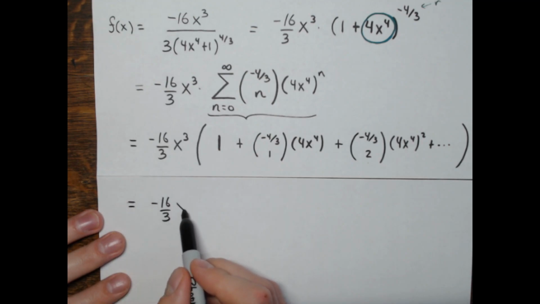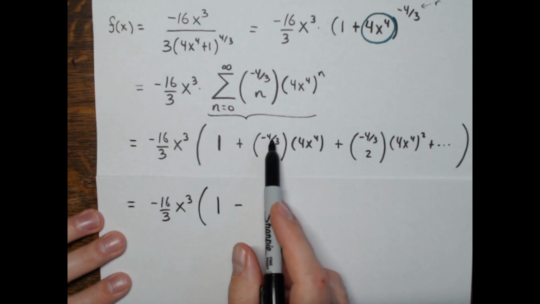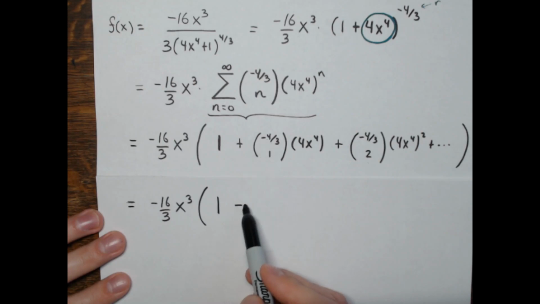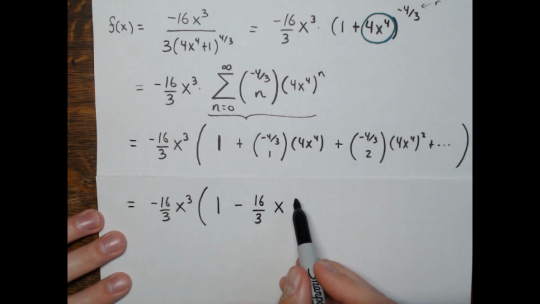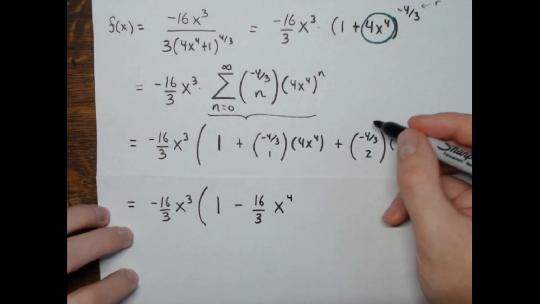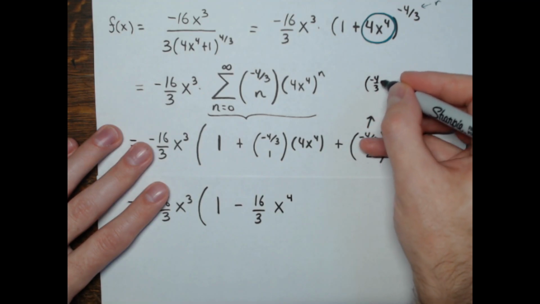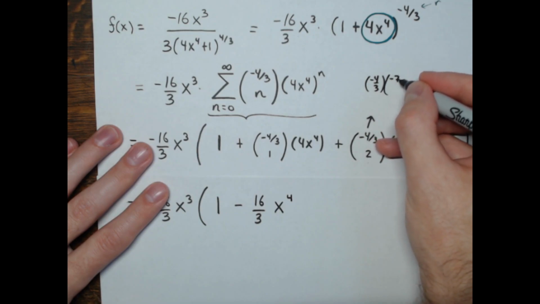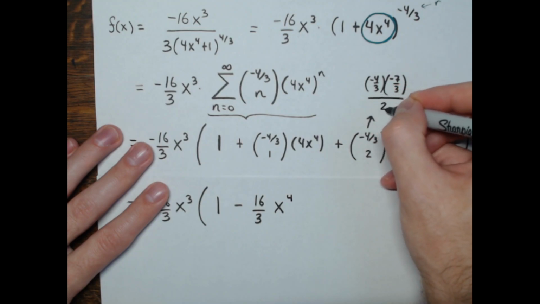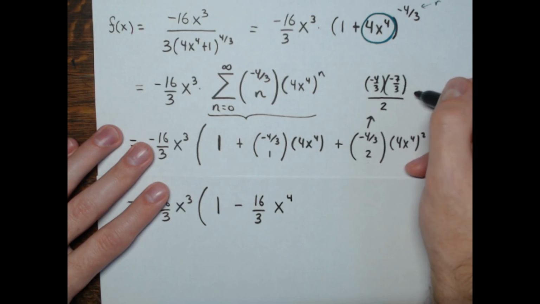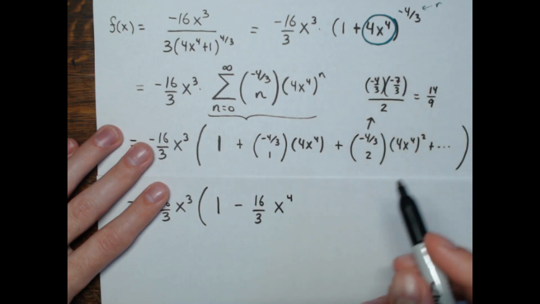So negative 16/3 x cubed times, you got 1, minus, now negative 4/3 choose 1 is negative 4/3, but then times 4 would be negative 16/3, x to the 4th. And then this negative 4/3 choose 2, that would be negative 4/3 times 1 less, so negative 7/3, right, negative 4/3 minus 1, divided by 2 factorial, which is positive 14/9, right? So this would be 28/9 cut in half, 14/9.